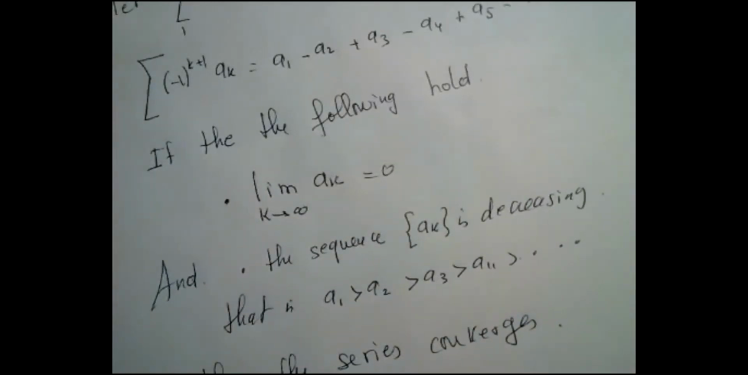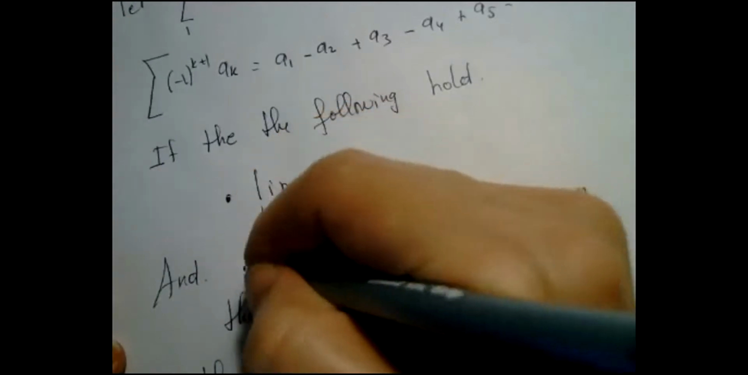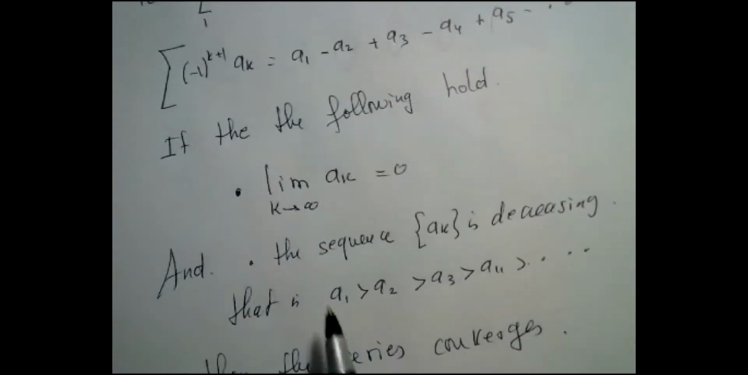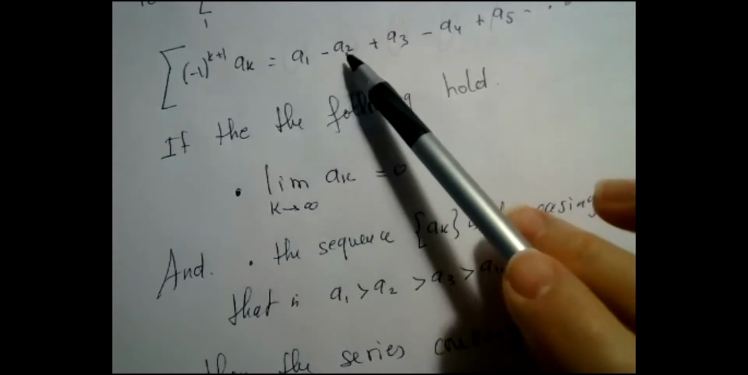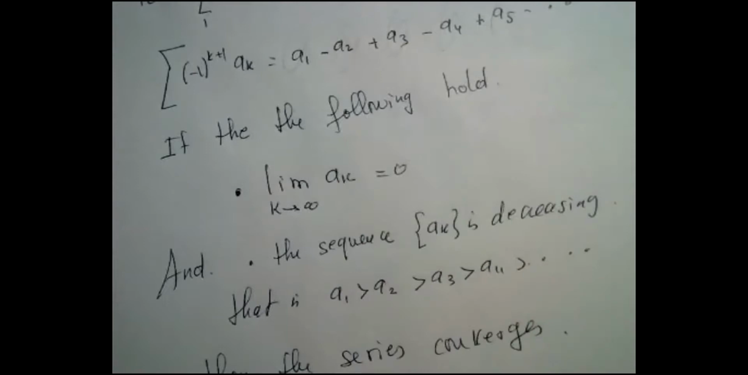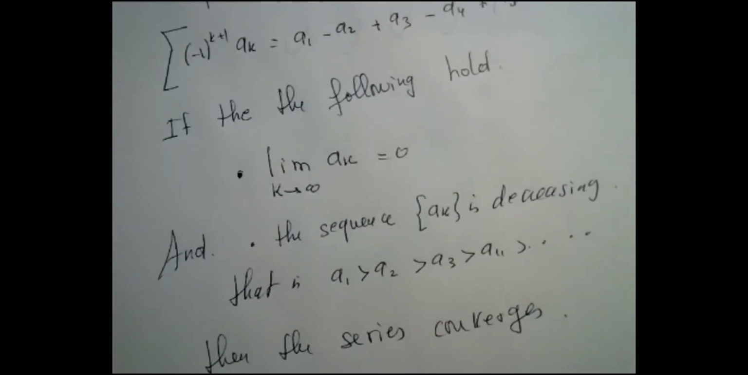So I read it again. Suppose you have a series that alternates. If two conditions hold, if those terms go to 0, become very small, and they are decreasing, it means A1 is larger than A2, A2 is larger than A3, so the terms decrease as we move on. If both conditions are satisfied, immediately we can say that the series converges. So that's what the alternating series test tells us. Under those two conditions, the series converges.